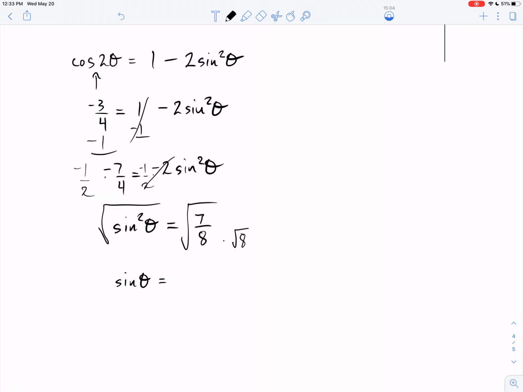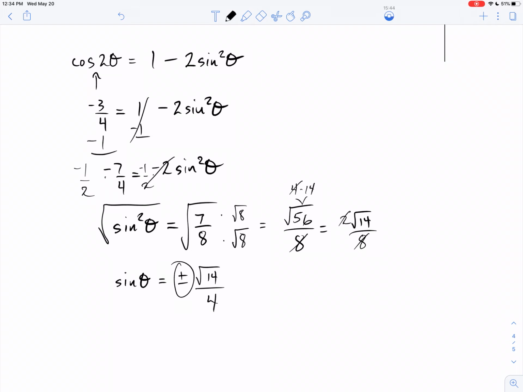If I multiply top and bottom by rad 8, I'm going to get rad 56 over 8. But you know what? Rad 56 is just 4 times 14. I could reduce, end up with rad 14 over... oh, I should have written it, wait, that'd be 2 rad 14 over 8. And I can reduce and call that plus or minus rad 14 over 4. I could. But wait, there's more.